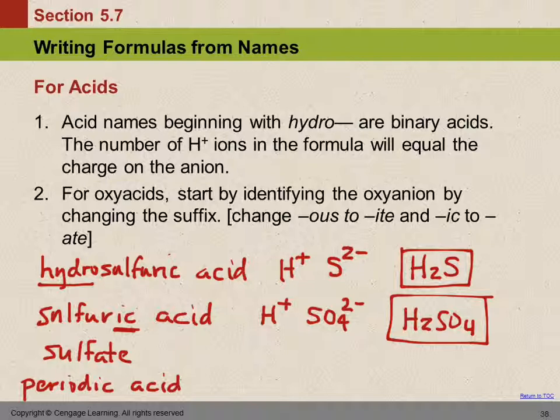It doesn't have hydro, so this comes from an oxyanion. So ic, we change to ate. So this has the periodate ion in it. And then you go to the table to look that up, and you can't find it in the table. You go, what is she doing to us? Well, periodic table, chlorine, bromine, and iodine are sisters in the halogen family.